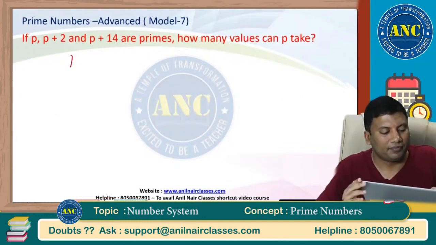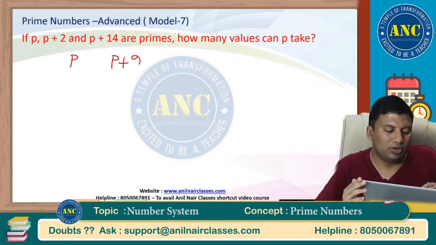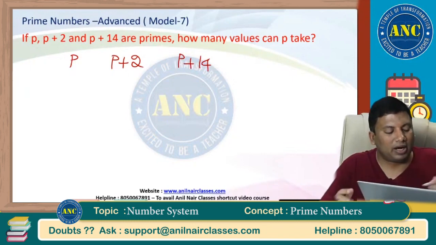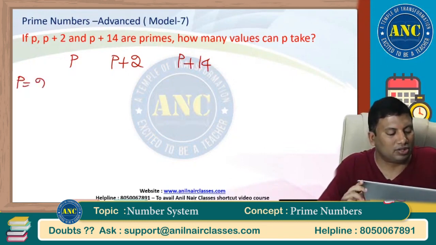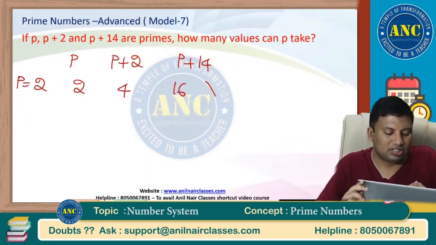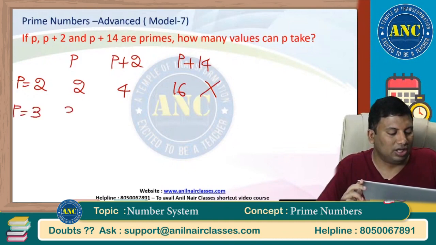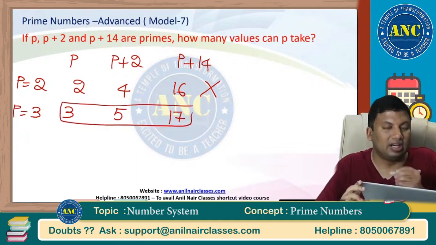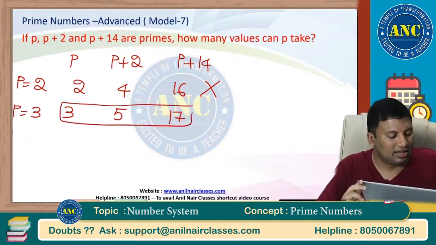Next one. P, P plus 2, again an exam model question. P plus 14 are prime numbers. So if P equivalent to 2, plus 2 is 4, 2 plus 14 is 16, it is not possible. If P equivalent to 3, 3 plus 2 is 5, 3 plus 14 is 17. 3, 5, 17. This is a prime number triplet.